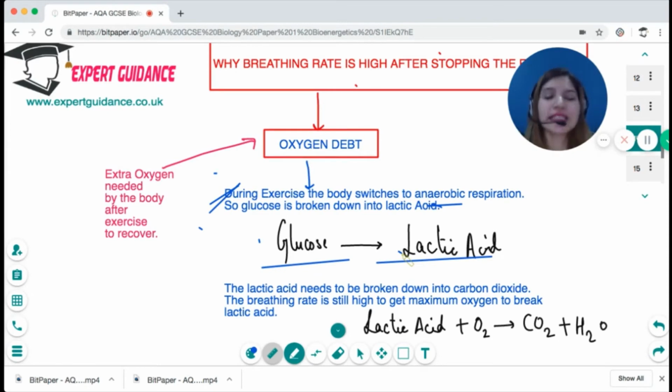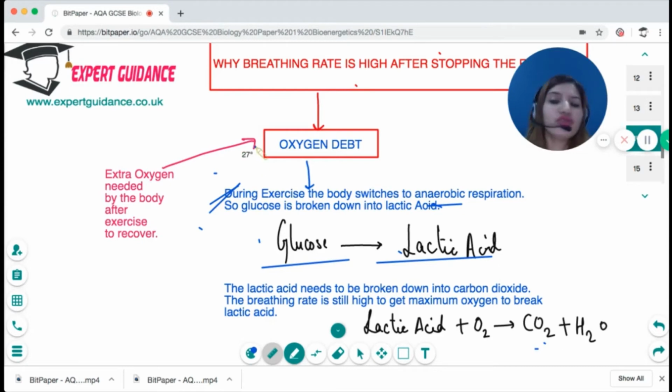But this lactic acid cannot be stored. It needs to be broken down back into carbon dioxide and water with oxygen. So your body has an oxygen debt, so that even after you have stopped exercising, your breathing rate will continue to be high until this lactic acid gets broken down into carbon dioxide and water. So this is what happens after exercise.